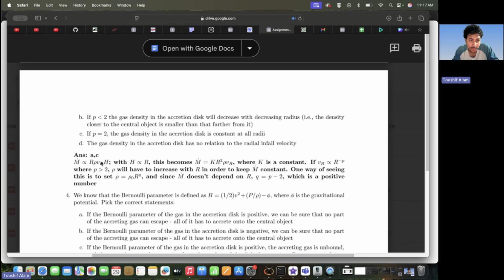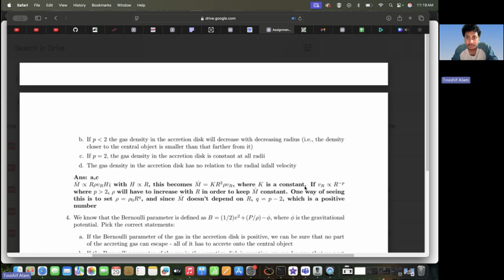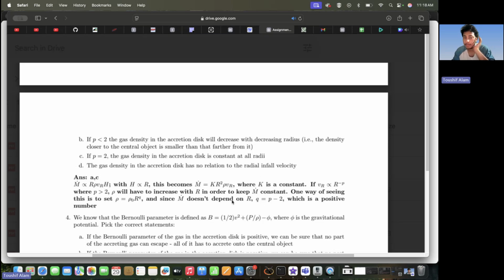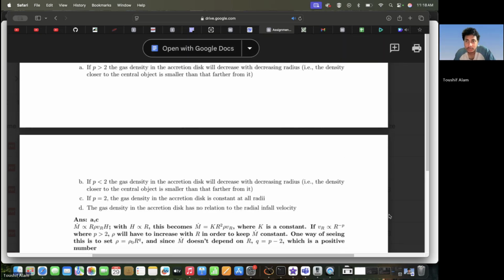So option A is correct, as m dot is proportional to R rho V_R H. If H is proportional to R, this becomes m dot equal to K R squared rho V_R, where K is a constant. If V_R is proportional to R to the power minus p, then rho will have to increase with R in order to keep m dot constant. We say rho is equal to rho naught R to the power q. M dot doesn't depend on R, so q is equal to p minus 2, a positive number. Let's hold on here for some time.